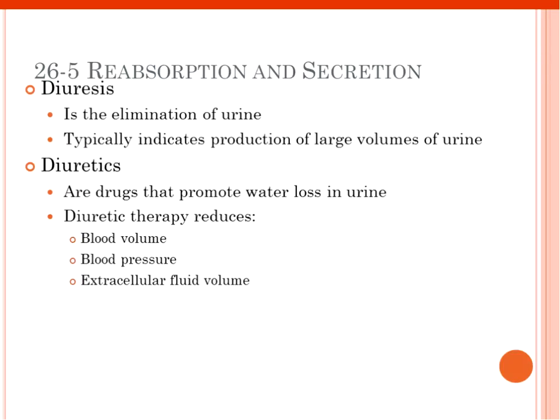Diuresis is what we consider the elimination of urine. It typically indicates production of large volumes of urine, but diuresis itself is just the evacuation of urine from the body. Diuretics are drugs that promote water loss in the urine, and we can use diuretic therapy to reduce blood volume, which will therefore reduce blood pressure, and also in cases of edema or swelling, we can reduce that by administering diuretics so that we can get rid of some of that extracellular fluid volume.